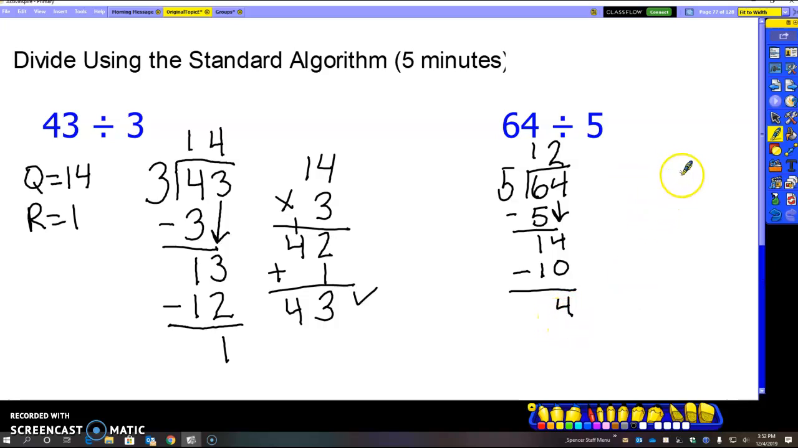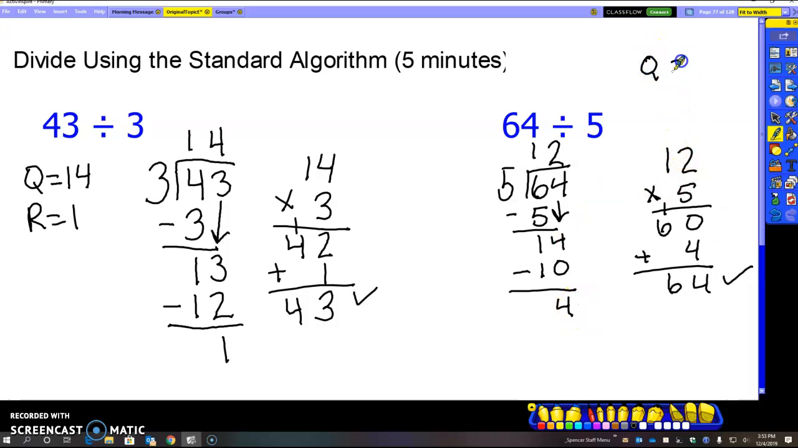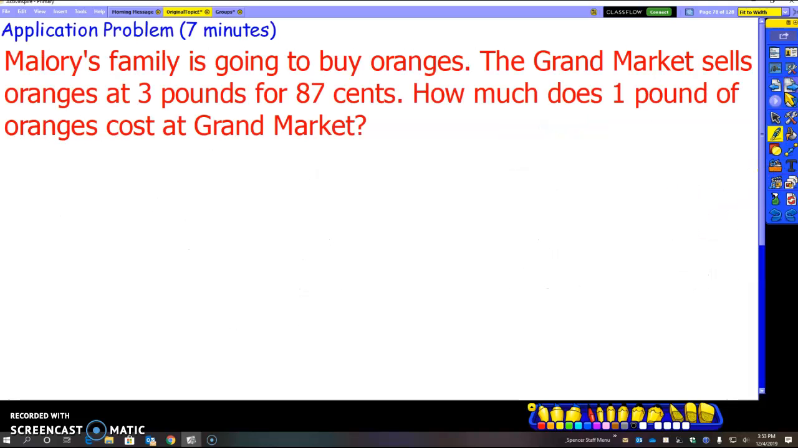To check this work, I can say 12 times 5 is 60, plus 4 more is going to get me the 64. So that does check. I know that seems like a big remainder, but that is the remainder. So I have a quotient of 12 and a remainder of 4.